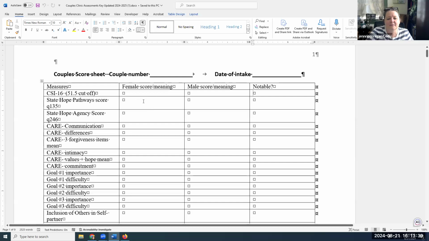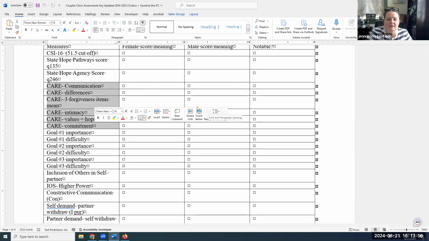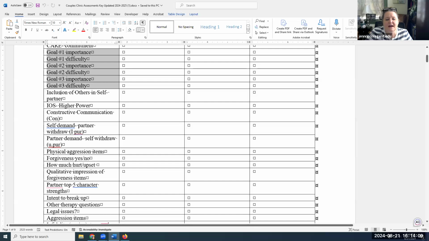You can score up questions 1, 3, 5 for the Hope Pathways score, and questions 2, 4, 6 for the Hope Agency score. So this is whether they feel like they have pathways and agency for change. Here's all your care things right here, right? And you'll be using that on your report later. This year, we're asking about 3 goals that they have, and then how important that goal is and how difficult they find it to be. So put in the information that you have here. We ask the IOS both for their partner and for their higher power, so you can just put in the score number there.